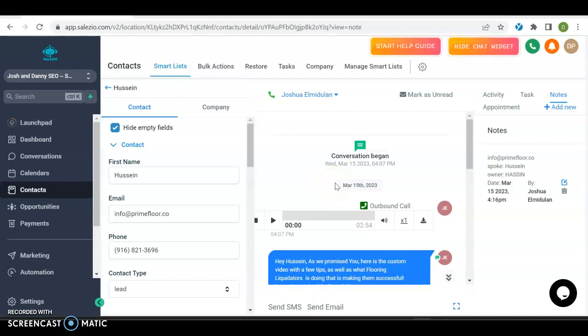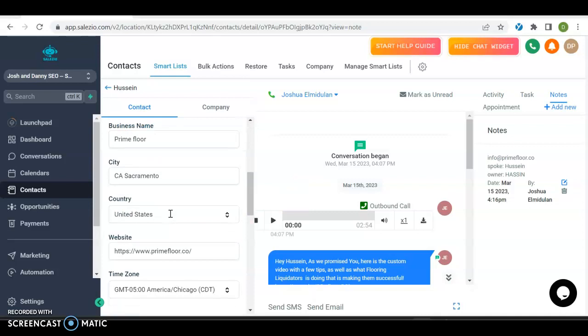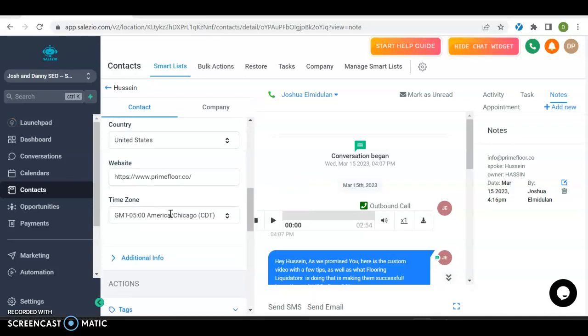If they don't answer, you're simply going to hit voicemail, and it will keep them in the process of moving forward. If they say no to you, you're going to hit complete call. It will remove them from the process, so you don't have to worry about it.